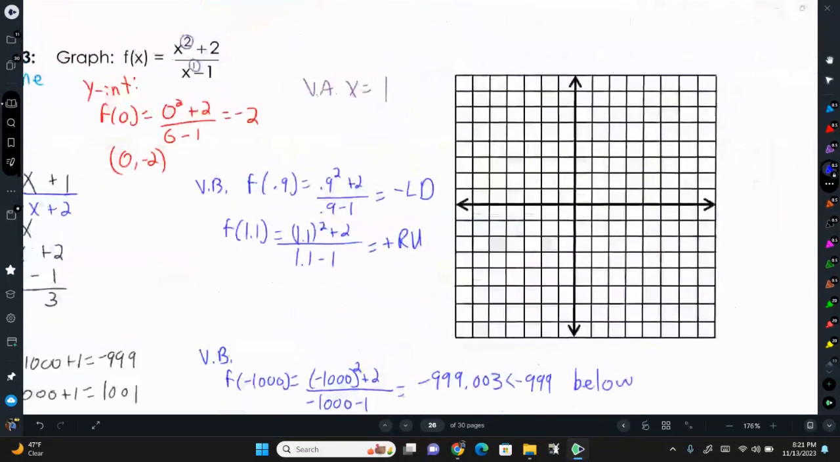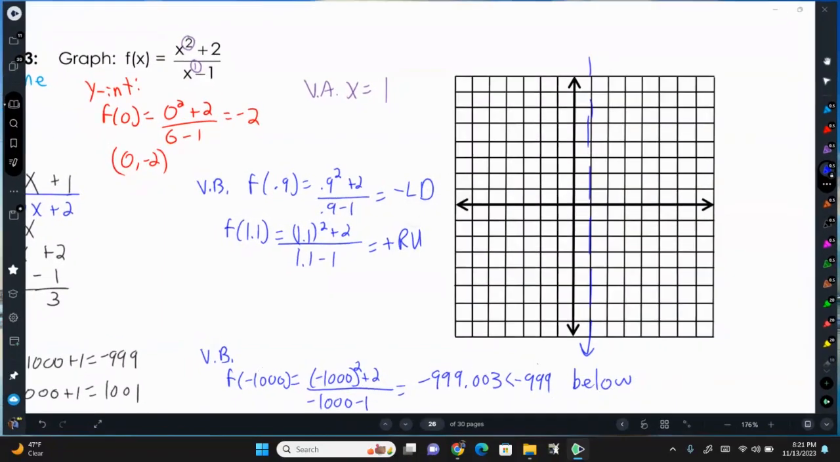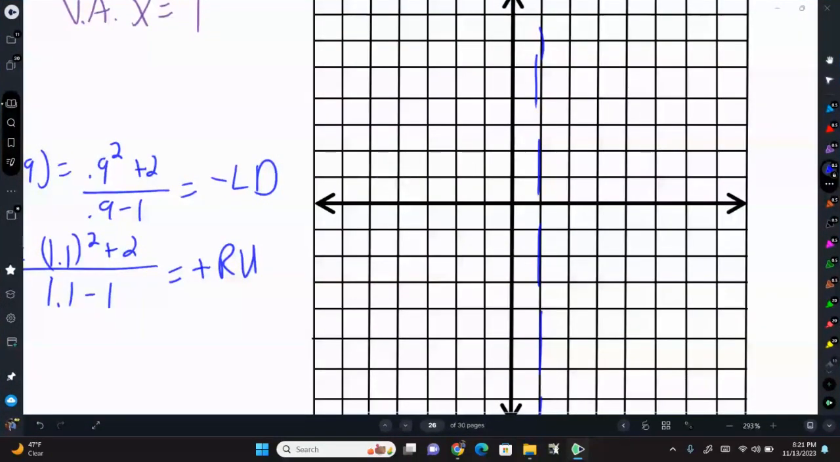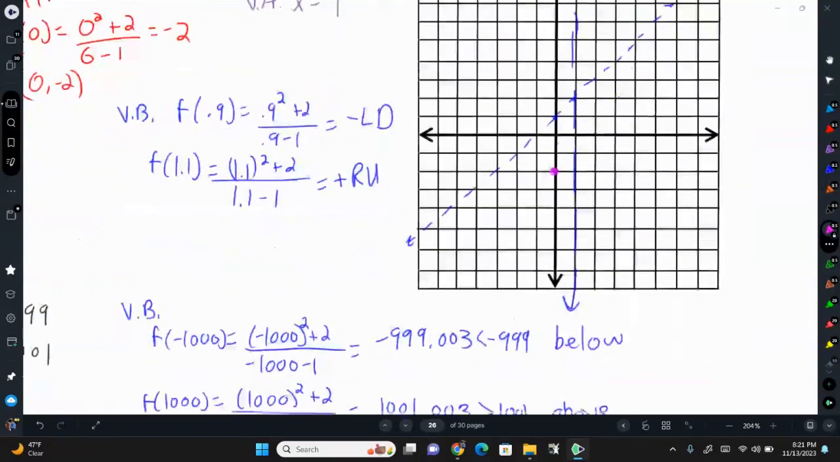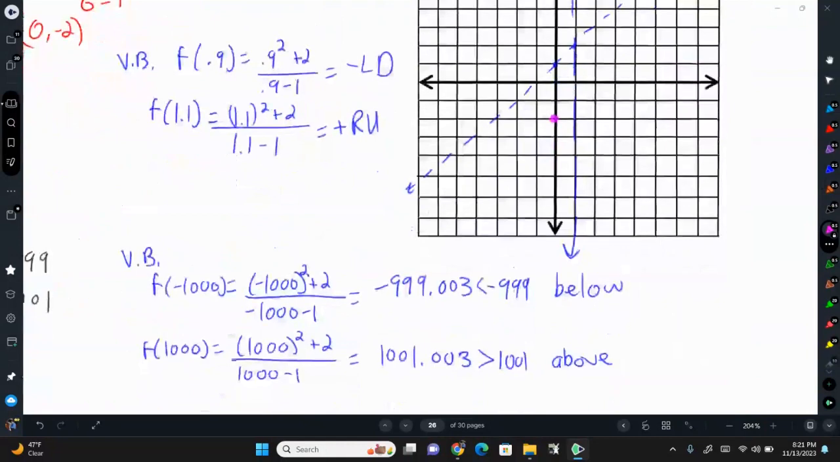We have x equals 1, and our slant asymptote is at x plus 1, so we'll go to 1, and our slope is 1. So it's going to look like this. We have the point 0, negative 2, our y-intercept. Now our behavior, the left side, the end behavior is going to be below. So it's going to look like that.